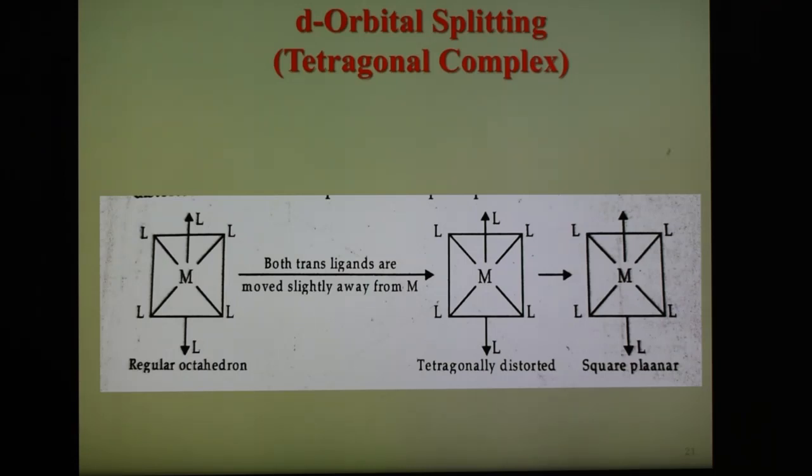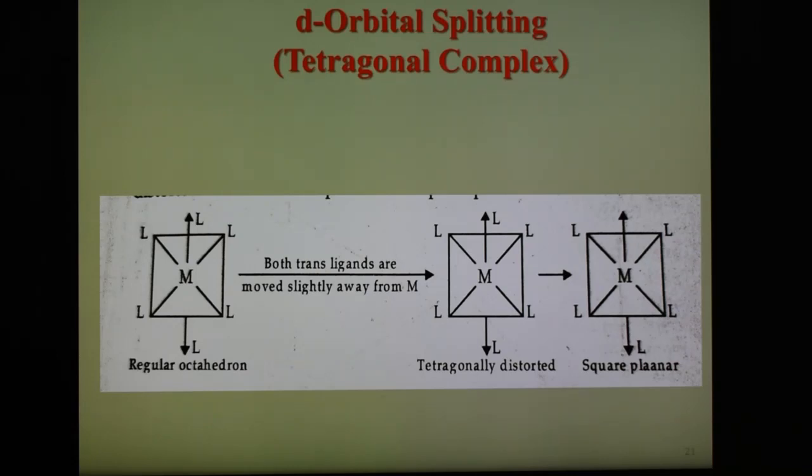If the dx square minus y square orbital contains the extra electron, then elongation will occur along the x and y axes. This means the ligands approach more closely along the z-axis, and therefore there will be four long bonds and two short bonds. This is also called tetragonal compression. Tetragonal elongation is much more common as compared to tetragonal compression.